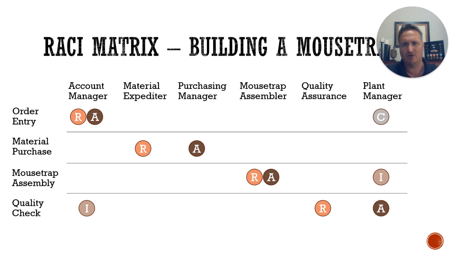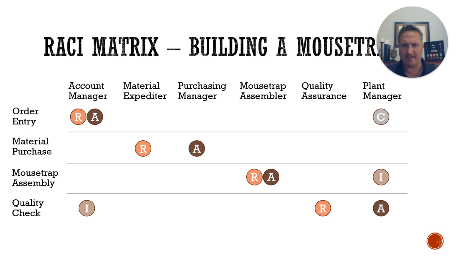Next step is material purchase. So there's a purchasing manager who's ultimately accountable for getting all the raw materials to the factory. But there are people working for the manager called material expediters who are running the day-to-day, hey, we need the wood, we need the spring, we need this, we need that. So those people are responsible because they do the actual work. But if something goes wrong, if the raw materials don't show up, it's the purchasing manager who's actually accountable for that mishap.